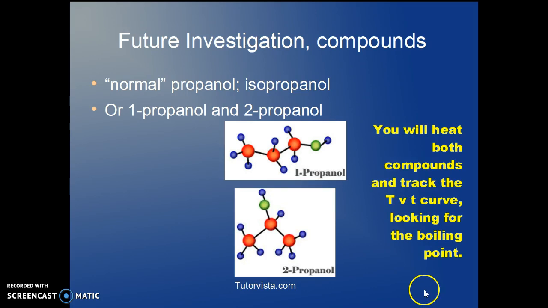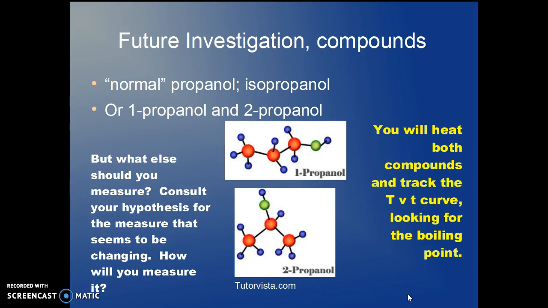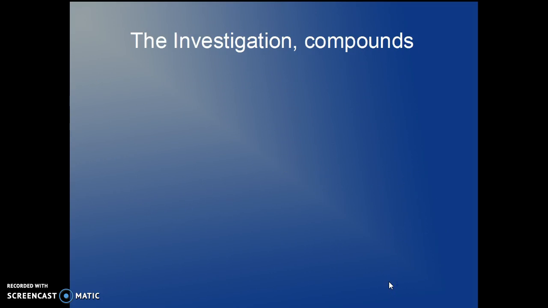You'll heat both compounds, you'll track the temperature versus time curve, and you will look for the boiling point. It'll be obvious. But is there something else you could measure? Maybe if you put these molecular models together, perhaps you could look and see if there's a structural difference that might be what we use to account for the different boiling points.